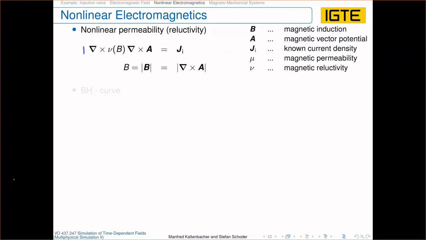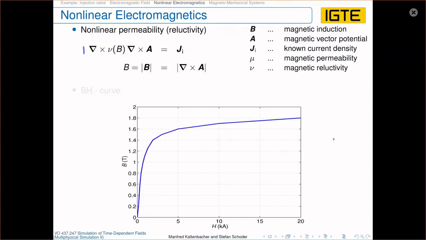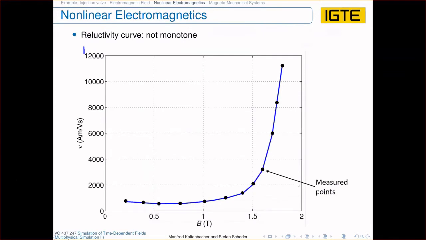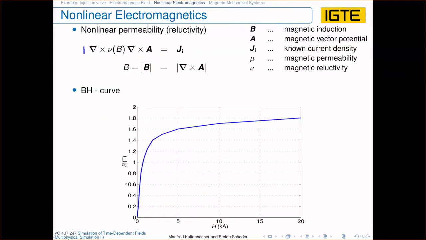So let's look at the nonlinearity. As you can see here, we call it the so-called BH curve. Here we have the absolute value of B, here the absolute value of H, and it is a heavy nonlinearity. It goes with a very strong slope and then decreases and goes towards saturation. And that we have now to take into account.